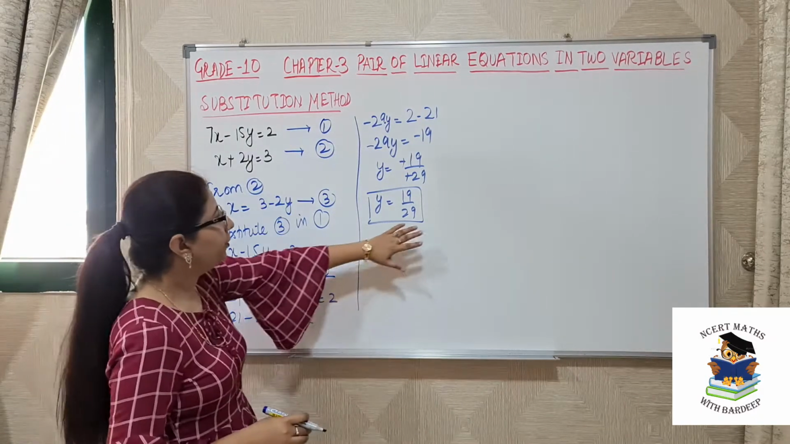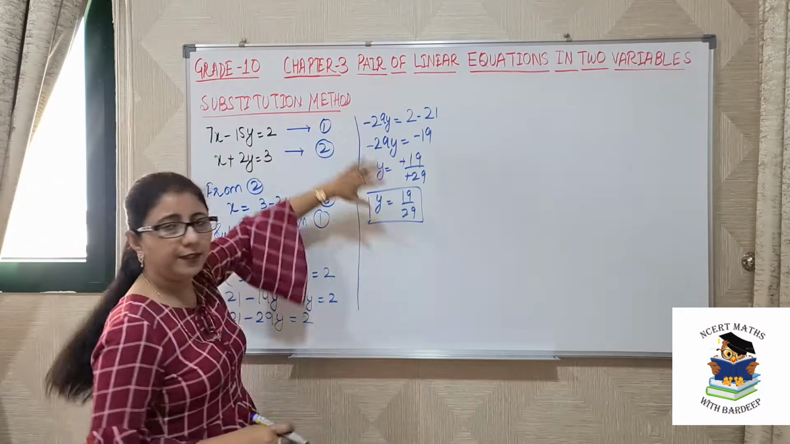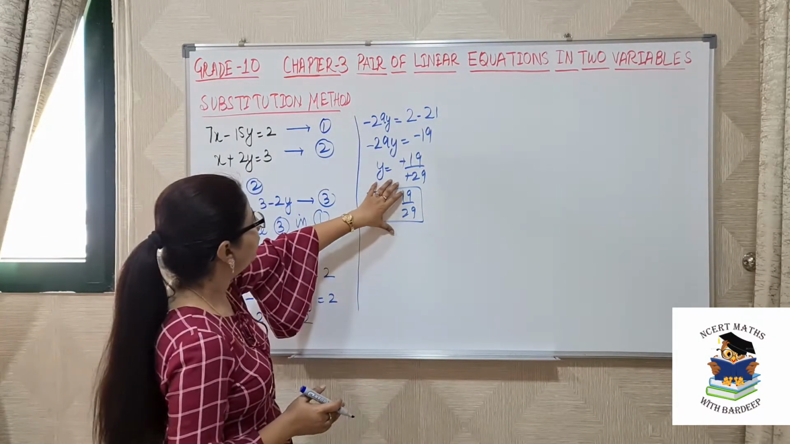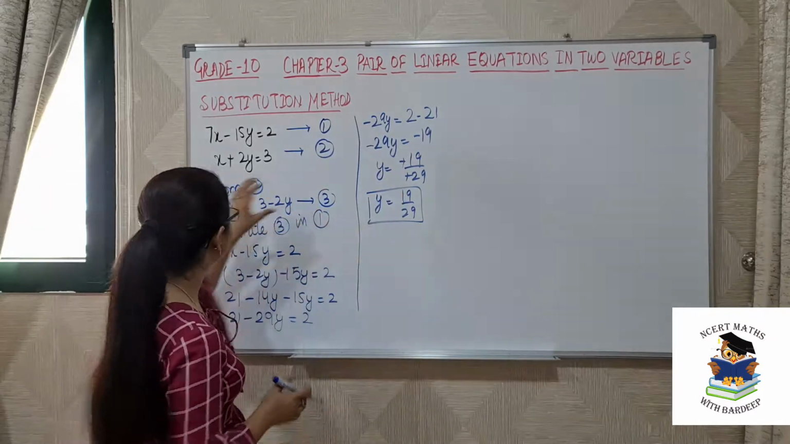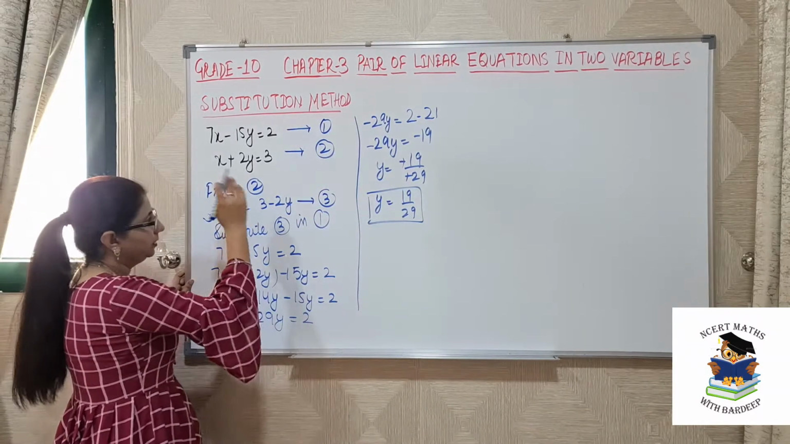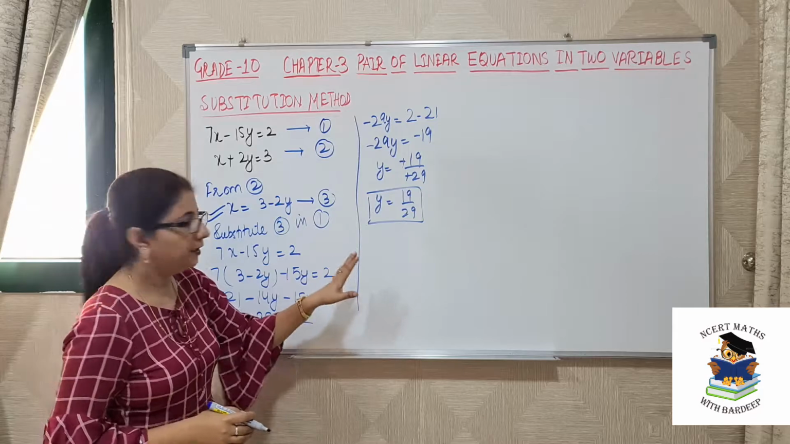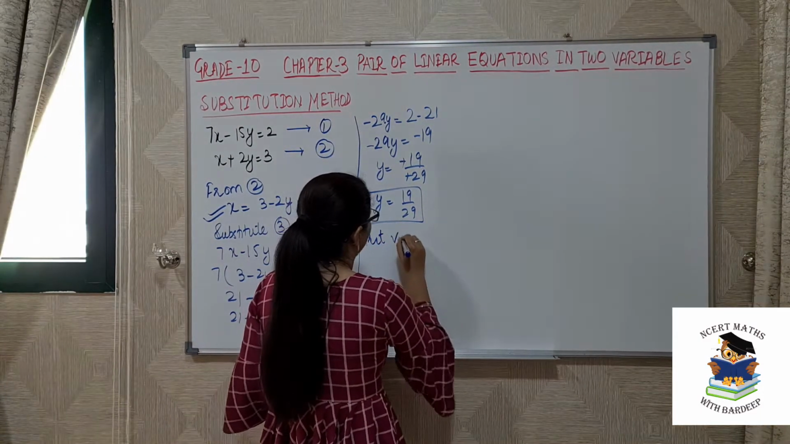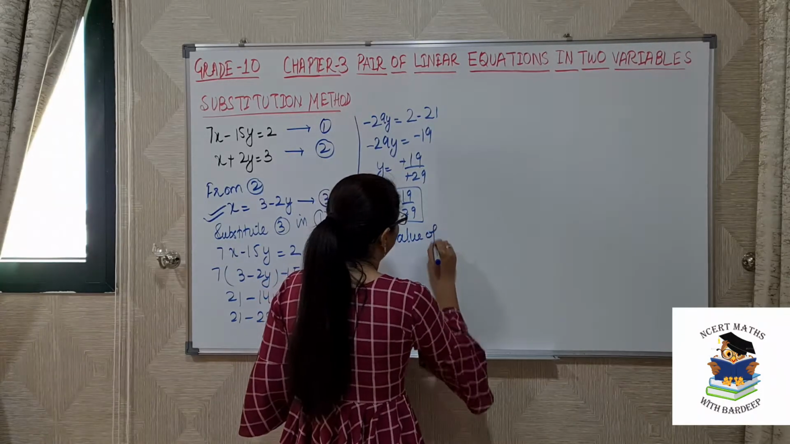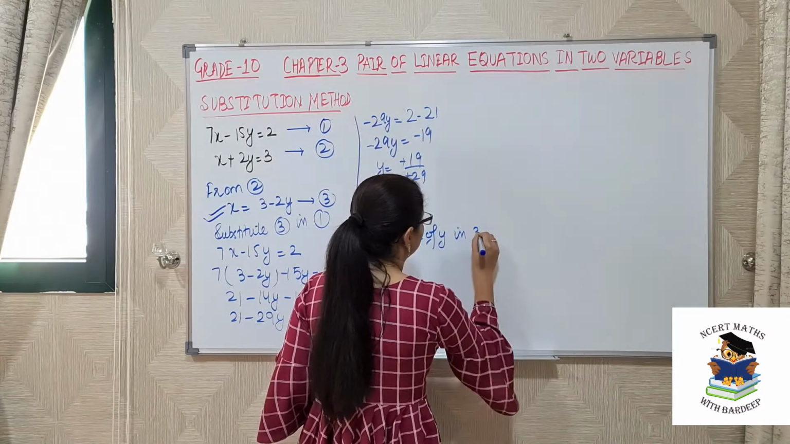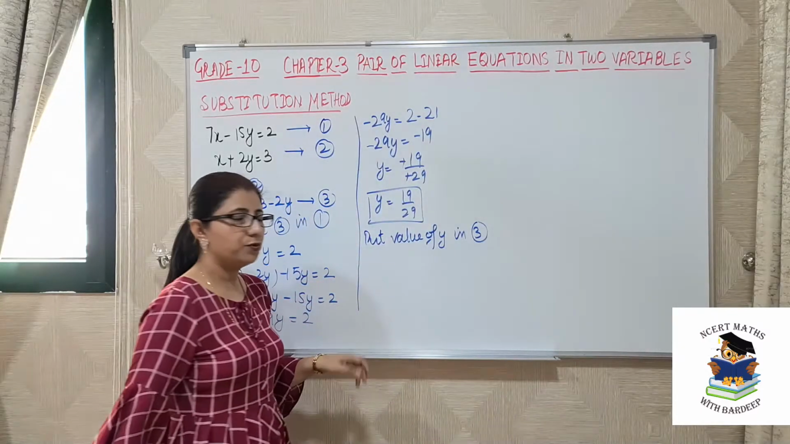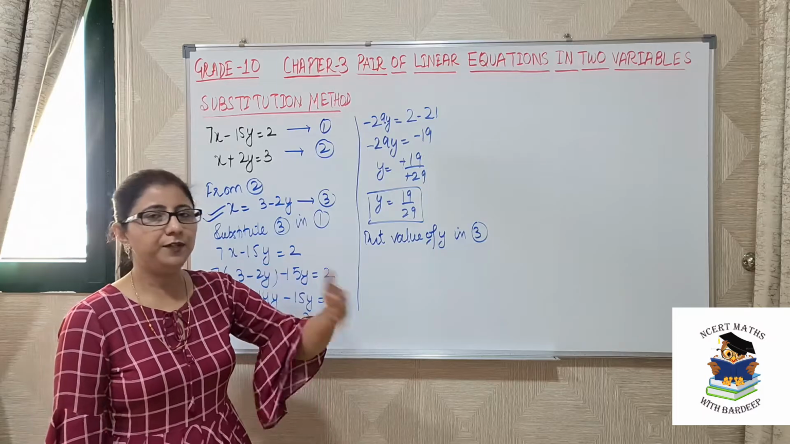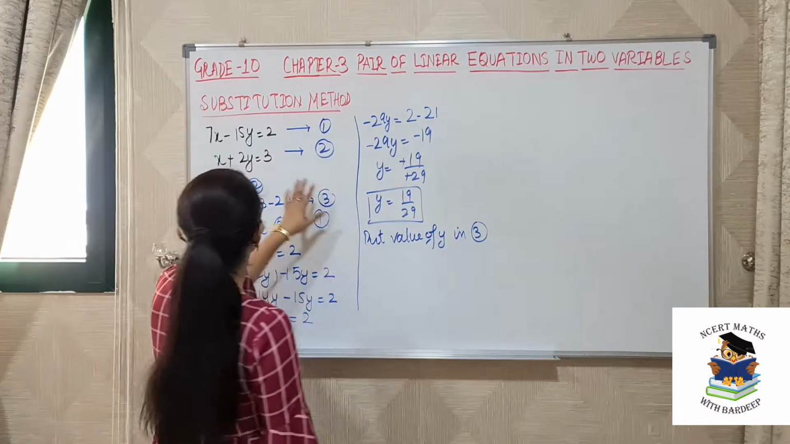Or you can put this value in any one equation, you will get the value of second variable. But I always prefer that equation which I have framed in the later stage. So we will say put value of y in 3. Again, no hard and fast rule. You can put in any one equation, 1, 2, 3, whatever you want. Definitely you will get the same answer. So let's put it here.